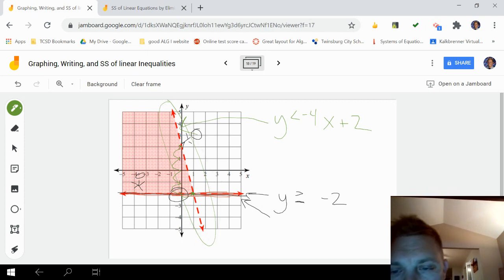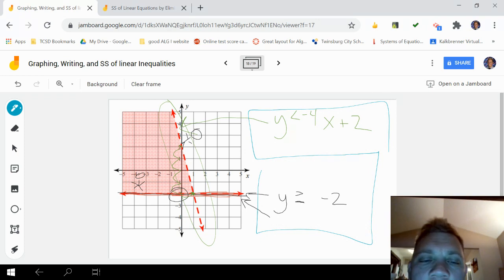All right. So our system of linear inequalities, if we're writing those inequalities, is y is less than -4x plus 2. And then this horizontal line is y is greater than or equal to -2. All right. So again, anytime we have the word system, it just means that we have more than one function that we're going to be graphing.